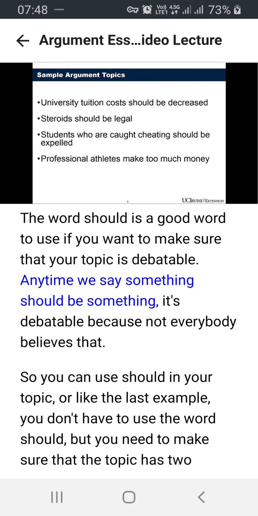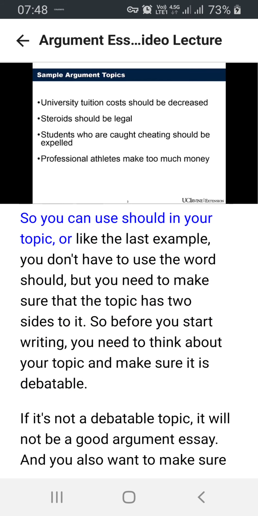Anytime we say something should be something, it's debatable because not everybody believes that. So you can use should in your topic, or like the last example, you don't have to use the word should, but you need to make sure that the topic has two sides to it.